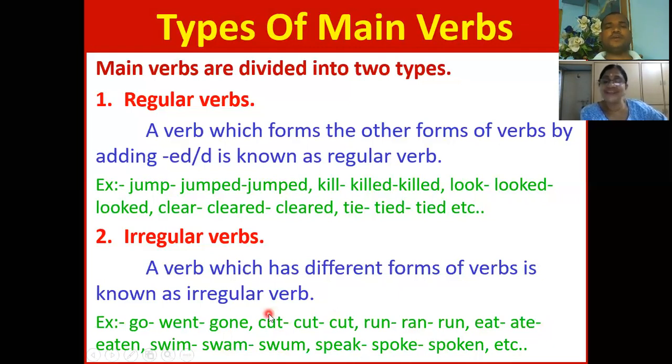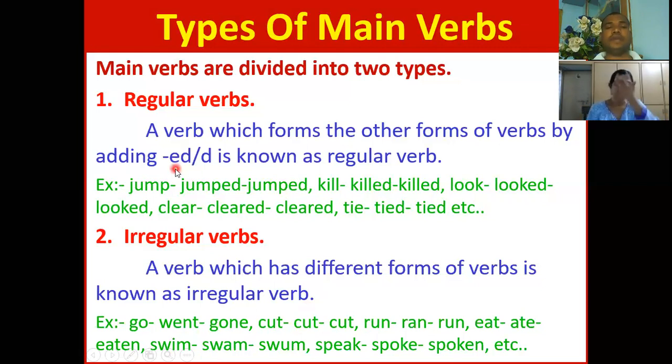So here, spoken. If you observe here, there is no ED and D form. No verb has ED and D verb forms here. Correct? That is why we are calling them irregular verbs.